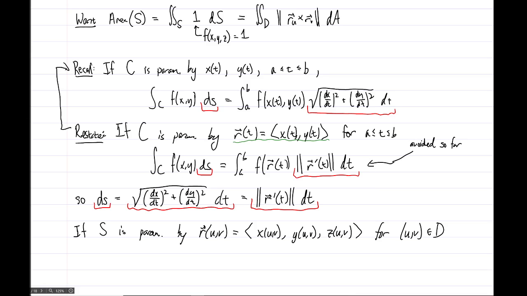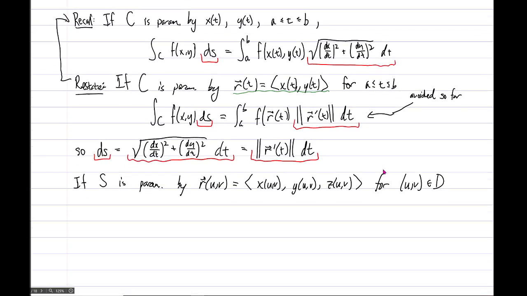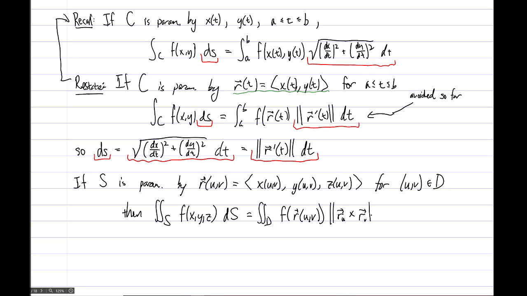Okay, and it will look like this. So then we'll have the double integral over S, meant to copy like the single integral over capital C, of f of x comma y comma z dS, is equal to the double integral over D of f of r of u comma v times the magnitude of the cross product of r partially differentiated with respect to u and r partially differentiated with respect to v, dA. So this is super important.